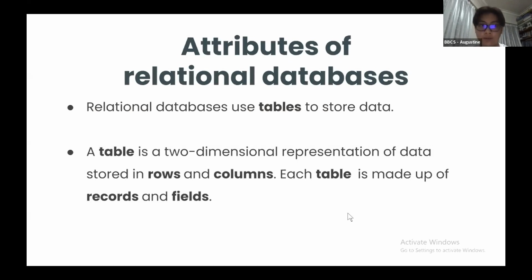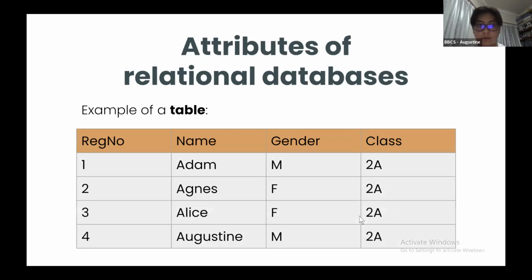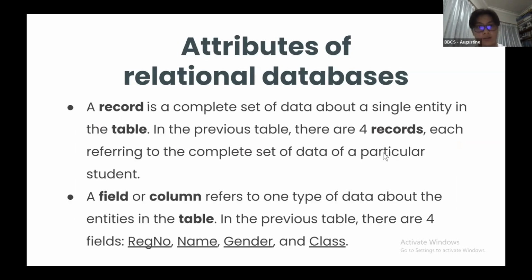Now, attributes of relational databases. As mentioned previously, we can use tables to store data in relational databases. So what is a table, you may be wondering. Well, a table is a two-dimensional representation of the data that is stored in rows and columns. Each table has records and fields, which we'll be covering later. This is an example of a table. As you can see, we have the headings register number, name, gender, and class. All these headings are considered your field or column.